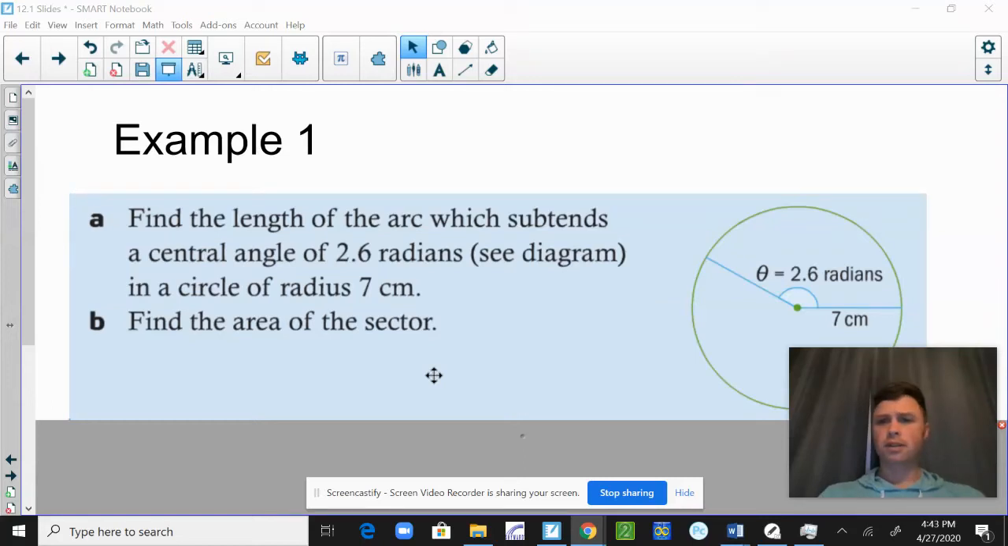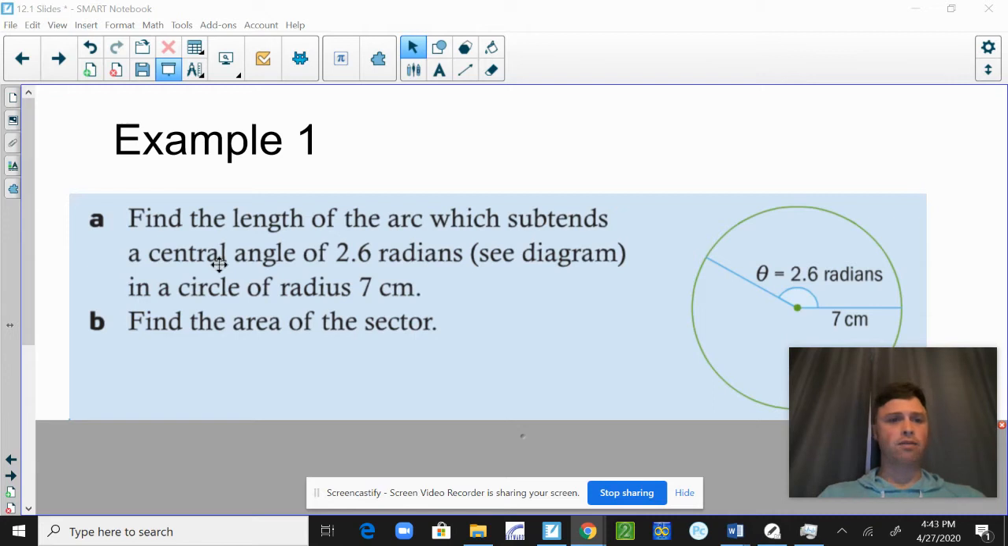All right, this is the first example of how to work with some of these equations and find the arc lengths and areas of sectors. So from 12.1, the first example we're going to work on is this problem right here. Example one, we have this circle. We have an angle that's in radians, 2.6, and the radius of the circle, 7 centimeters.